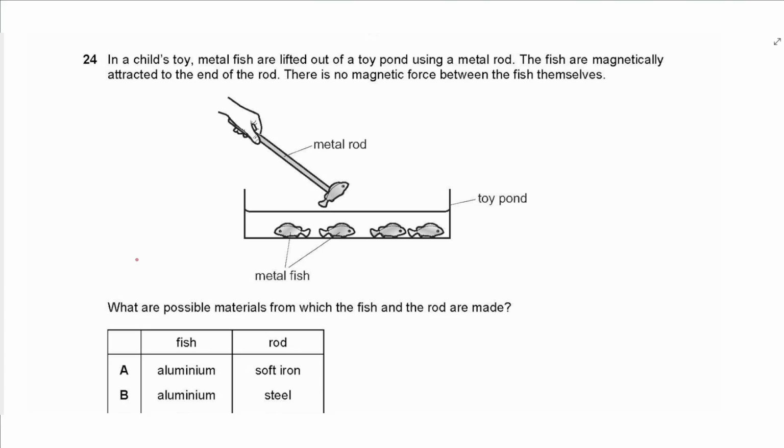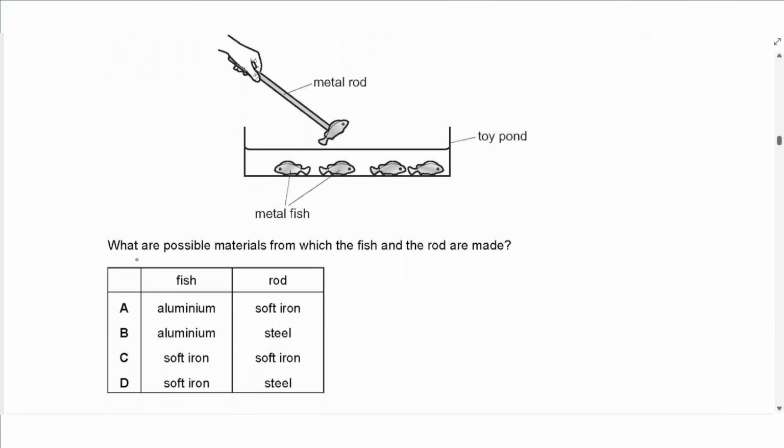Question 24 says, in a child's toy, metal fish are lifted out of a toy pond using a metal rod. The fish are magnetically attracted to the end of the rod. There is no magnetic force between the fish themselves. What are possible materials for which the fish and the rod are made? They are both magnetic materials, so no aluminum. Soft iron and steel are okay. Since the fish do not attract each other, they are not permanent magnets. They are soft magnetic materials, that would be soft iron. And for the rod, it must be a magnet to attract the fish, so it must be made of steel, which is a hard magnetic material, so we choose D.